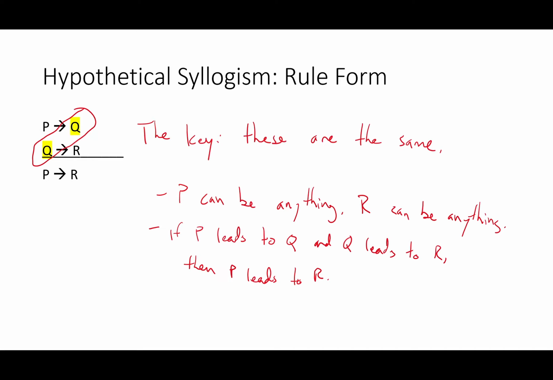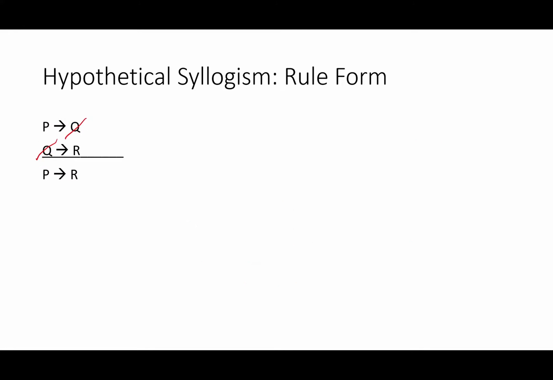The key to this rule is that the antecedent of one conditional and the consequent of another conditional are exactly the same. P can be anything and R can be anything. If P leads you to Q and Q leads you on to R, then P leads you on to R. This is the rule that allows you to skip right by the middle and go straight to the end from the beginning.